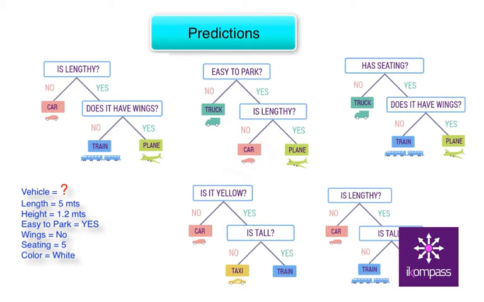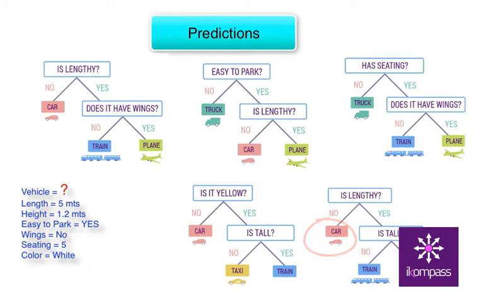Now for seating, it looks at, does it have seating? In this case, where it says no, it's evaluated to be a truck. And if it's yes, then it's further evaluating whether it has wings or not. Notice that for does it have wings, it gets classified as no or yes. In this case, since our data point does not have wings, it's getting classified as a train. That's alright. Now let's look at the next tree, where it's looking for color. In this case, the color is not yellow, so it gets classified as a car. And finally, it looks at is lengthy, and since it's not lengthy, it gets classified as a car.